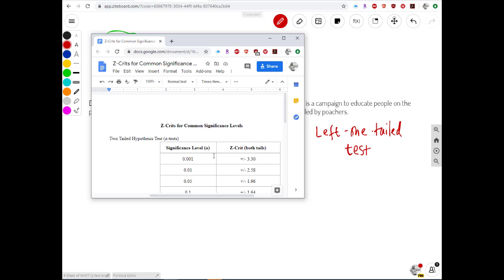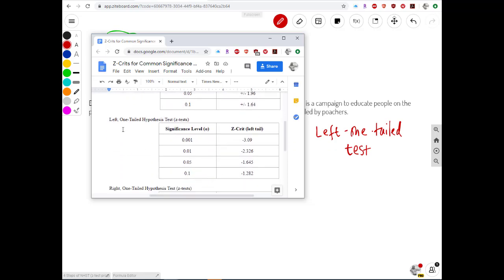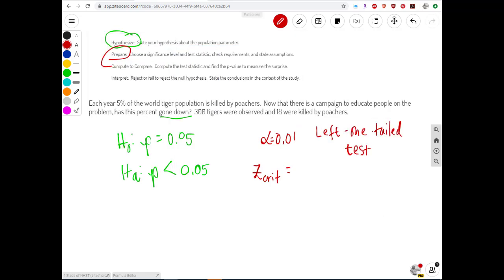And here I have my different kinds of hypothesis tests. Here I have the two-tailed test. I don't need that one. Here's my left one-tailed test, and I need it for 1% alpha. So this is the one that I'm going to use. I'm going to use negative 2.326. So my ZCrit is going to be negative 2.326.